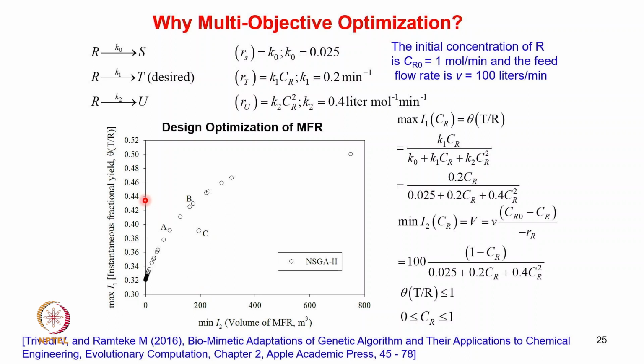Clearly, getting such a trade-off is very important, because once we get such a trade-off, we can select a desired operating solution, isn't it, and based on that we can go ahead.